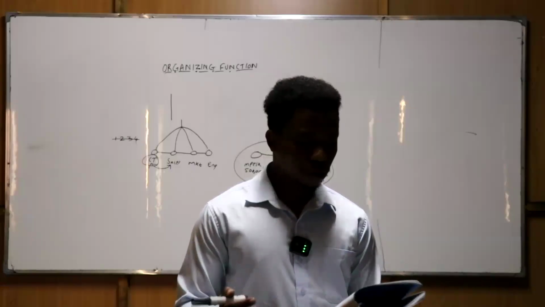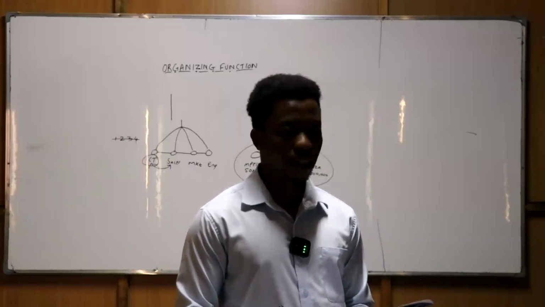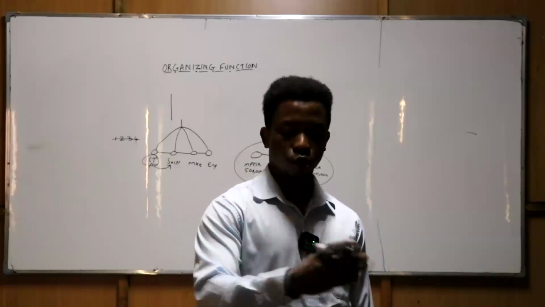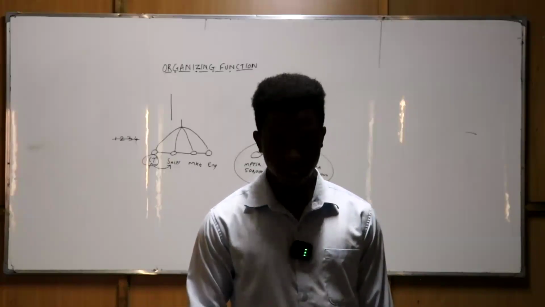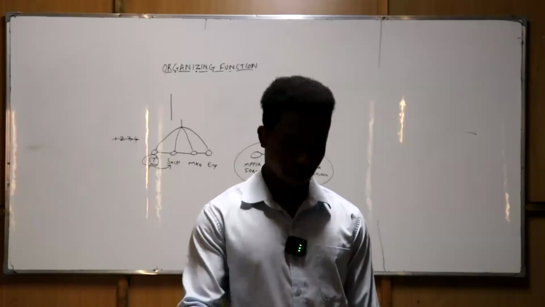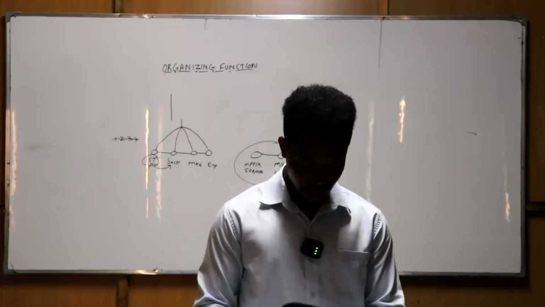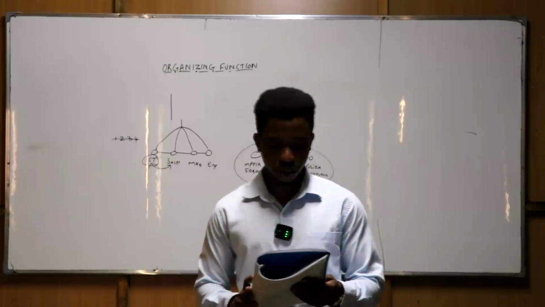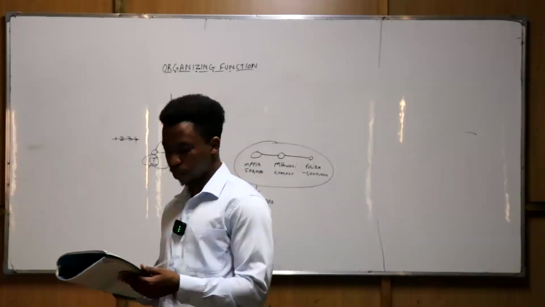And then confusion on where the final responsibility rests. So if at all two people gave me one task, and that task ended up becoming a disadvantage to the organization, who holds the responsibility? So I think that one is that on departmentation.